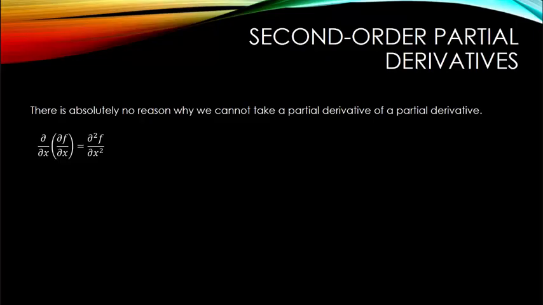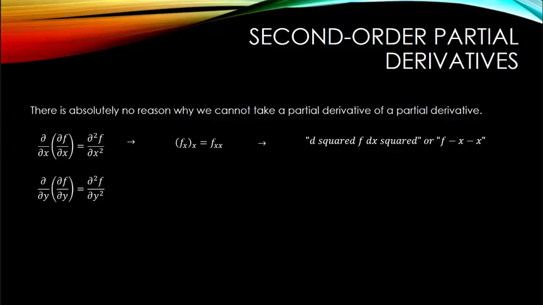This notation can be expressed as fxx, or it can be pronounced as d squared f dx squared, or fxx. I can also take the partial derivative with respect to y of the partial derivative of f with respect to y, and I get d squared f dy squared. Again, my notation could be written as fyy, and I can say d squared f dy squared, or fyy.